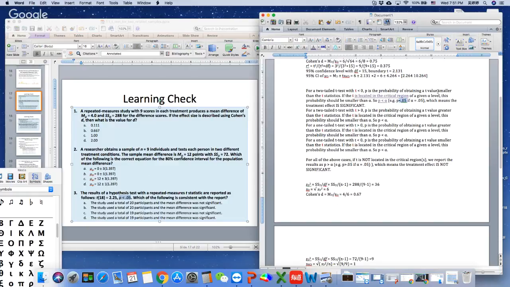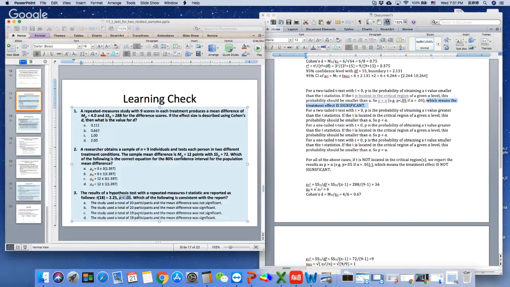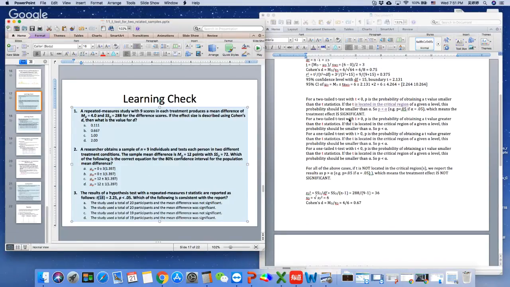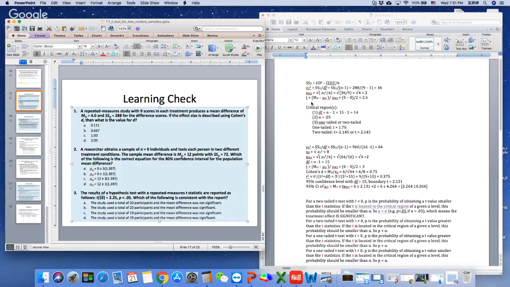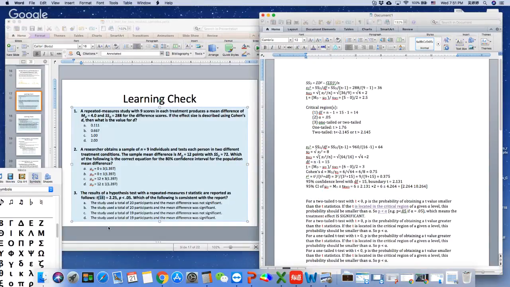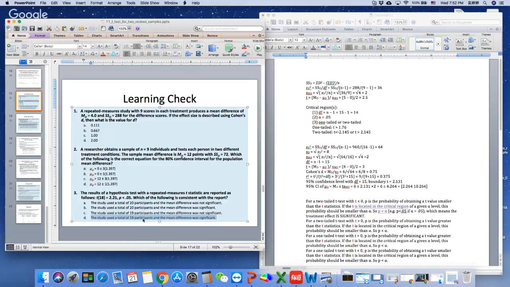T is smaller than 0.05, which means the treatment effect is significant, right? So here we know it is significant. And here is the DF value. For the repeated measure t-test, the DF equals n minus 1. So if the DF equals 18, then n equals 18 plus 1, which is 19, right? So D is the correct choice. We have 19 participants, and the mean difference is significant.